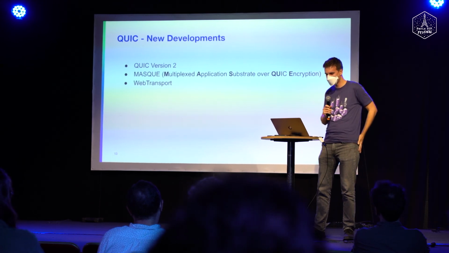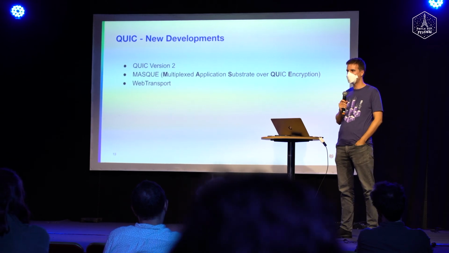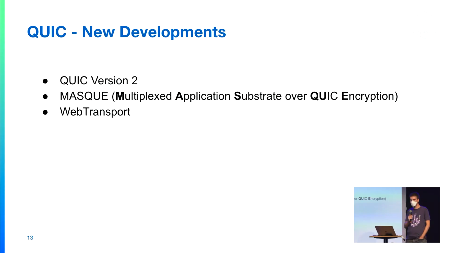So this brings me to the end of my talk. Quick overview of what's going on at the IETF at the moment. We are defining a QUIC version 2, which is exactly the same as QUIC version 1. Why are we doing that?